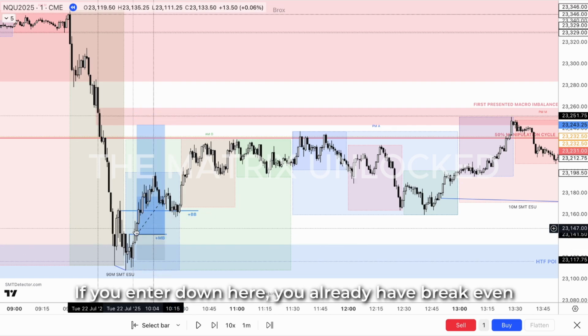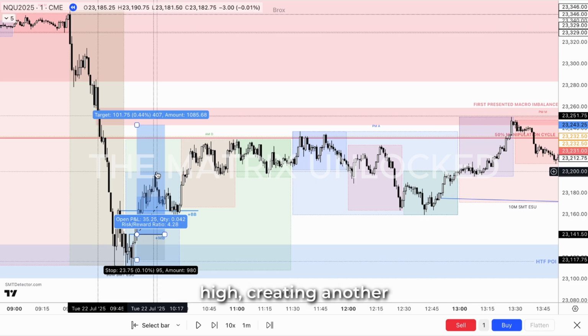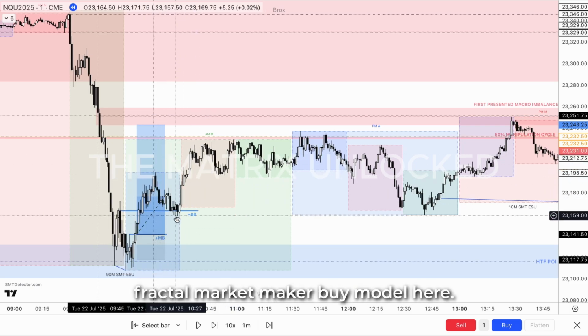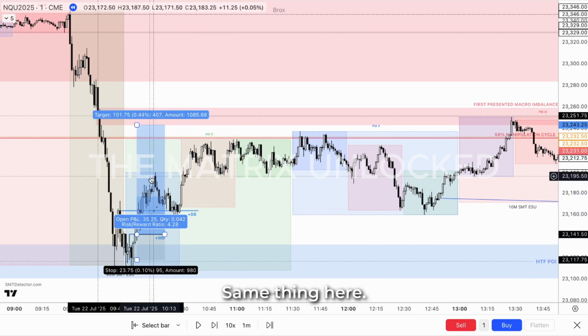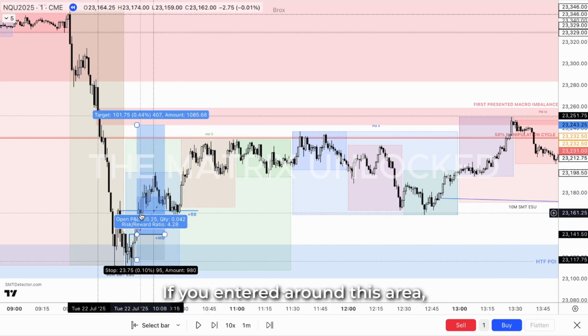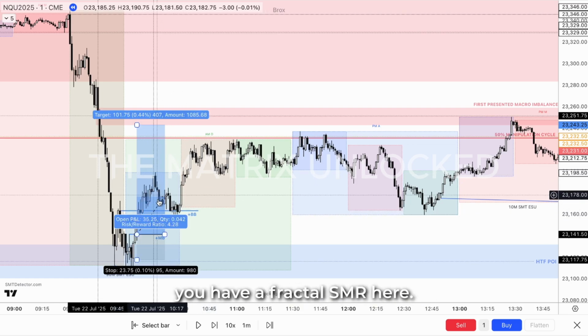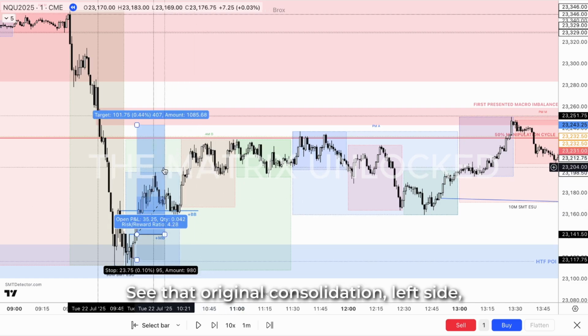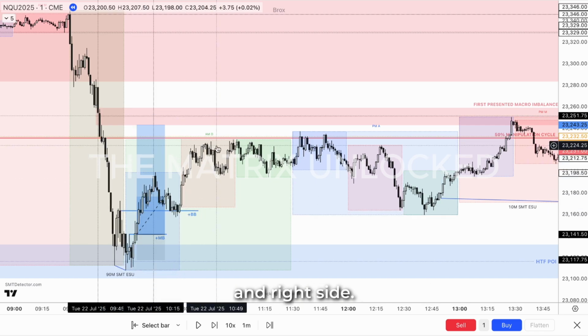If you enter down here, you're already at break even. At a point where price is all the way up here, it's displaced this high, creating another fractal market maker buy model here. Once that occurs, you can go break even, no problem. Same thing here. If you entered around this area, you can go and put your stop below this low, because you have a fractal SMR here. See that? Original consolidation, left side, smart money reversal into our breaker, and right side.